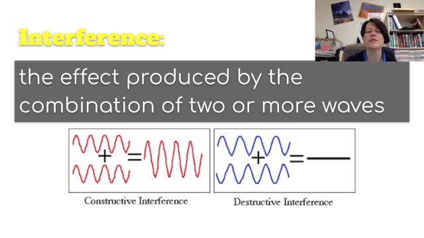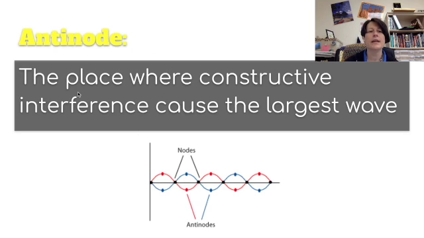You might find if you're sitting in a theater somewhere that sometimes there are dead spots. There are spots where you hear the sound really well, where there is constructive interference going on. And then there are dead spots where you can't hear very well, and there's destructive interference going on there. Now, with this idea, we have what's called an antinode. This is the place where constructive interference causes the largest wave. And so the antinodes are right here with our constructive interference. I'm going to be demonstrating this in class for you.